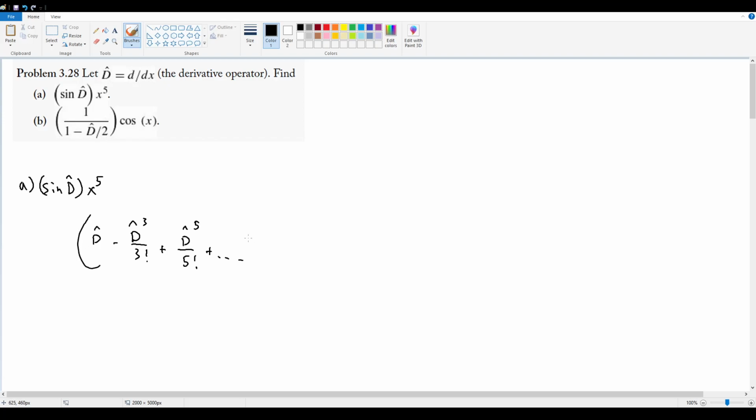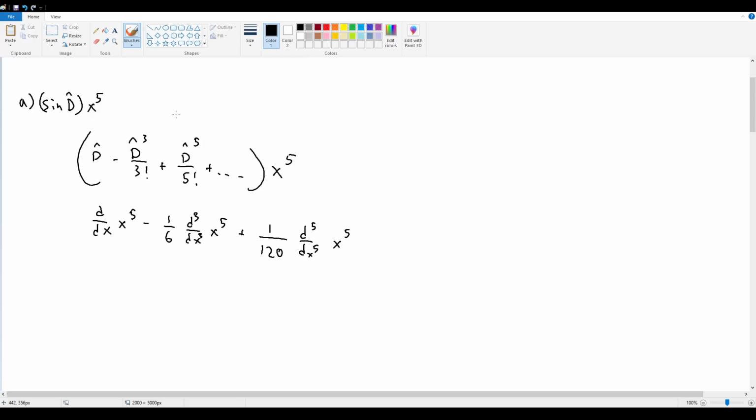So if I'm applying this whole thing onto x to the power of 5, I'm going to get d by dx of x to the power of 5 minus 1 over 6 times d cubed by dx cubed of x to the power of 5 plus 1 over, let's see, that's 20 times 6, so that's 120. Right? It's going to be 120. And then d to the fifth by dx to the fifth of x to the power of 5.